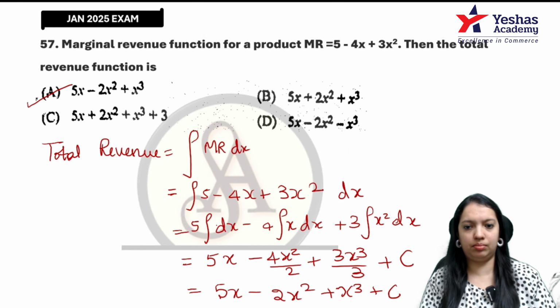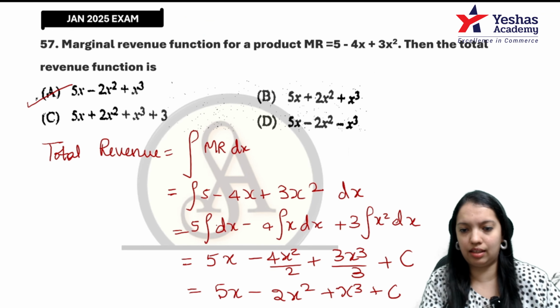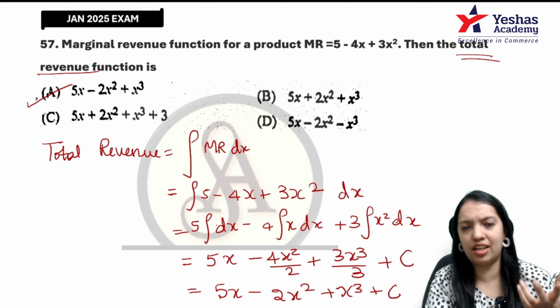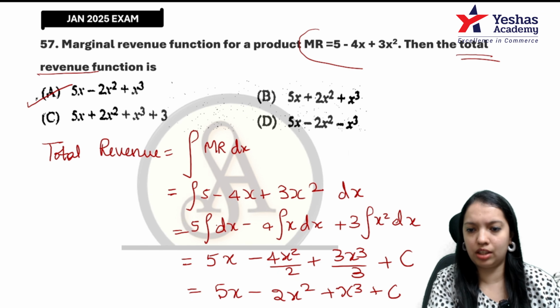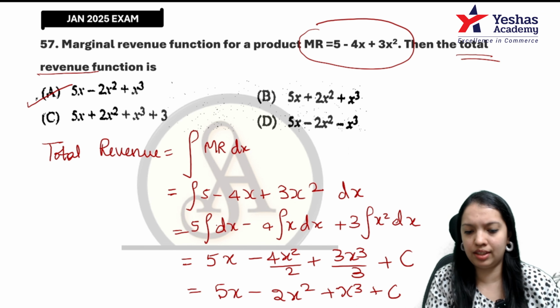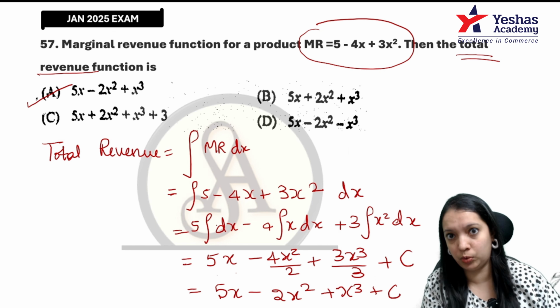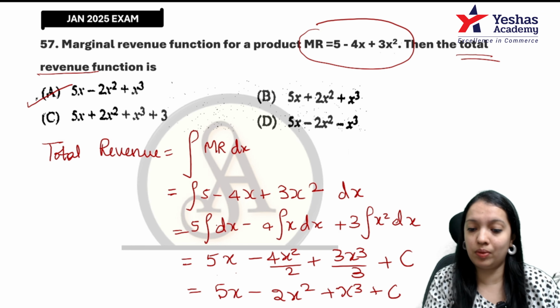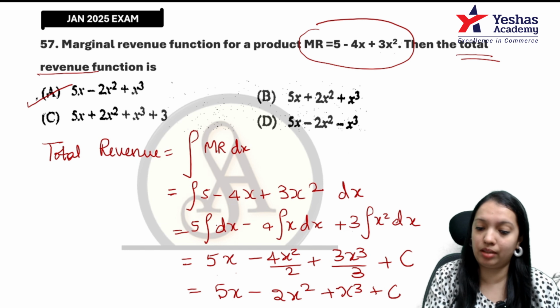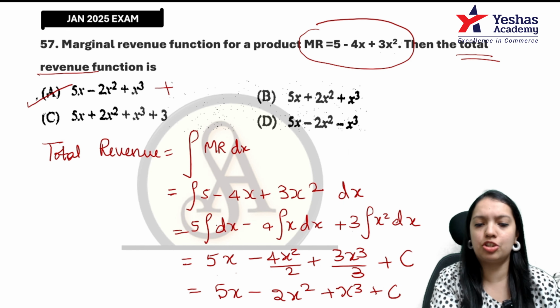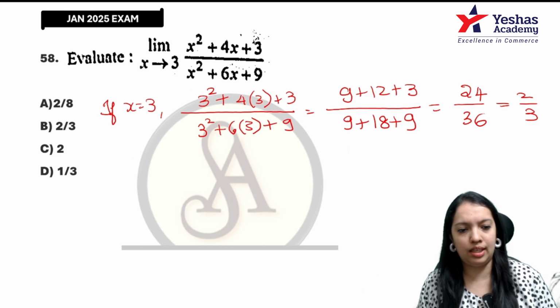Next question is from the differentiation and integration calculus chapter. You need to find total revenue. Total revenue means integration formula. Integration of marginal revenue. Integration of 5 is 5x. Integration of 4x is 4x square divided by 2. And integration of 3x square is 3x cube divided by 3. So your answer will become 5x minus 2x square plus x cube plus c. Ideally they should have given plus c. They have not printed it. It is fine.